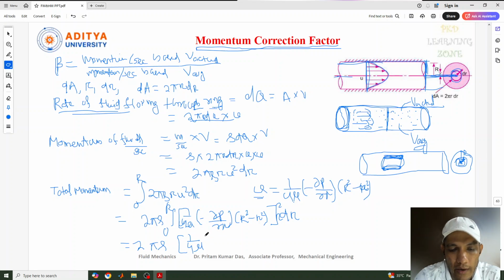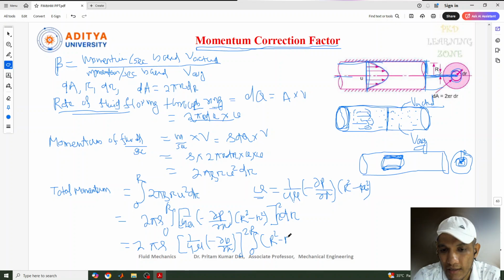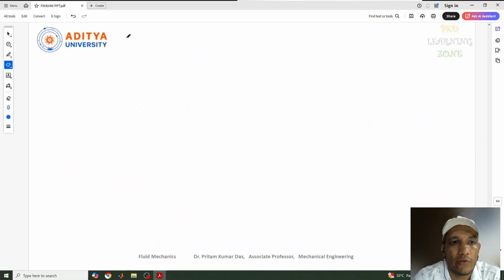Now I can write 2 pi rho, whole bracket, 1 by 4 mu, and I'm taking this del p by del x outside, bracket close. At a time also I can do it, but let's go one by one. Because these are constant terms, I'm taking them outside, that's why whole square, and inside the integration, from 0 to R, we have R square minus r square, whole square, into r dr. Now we need to solve it.